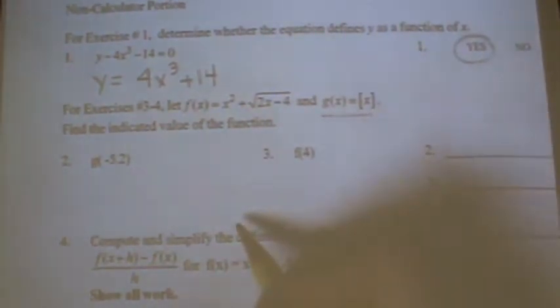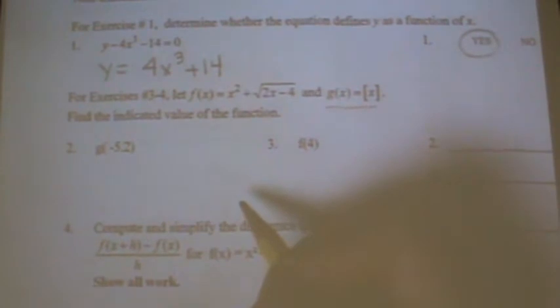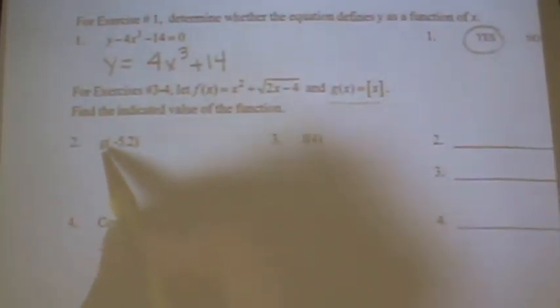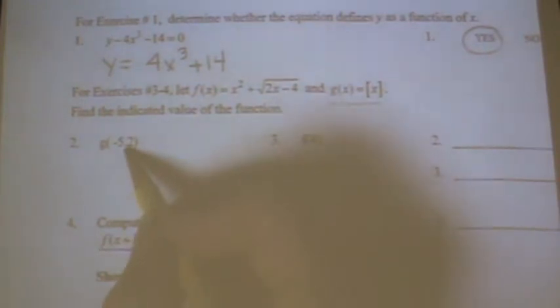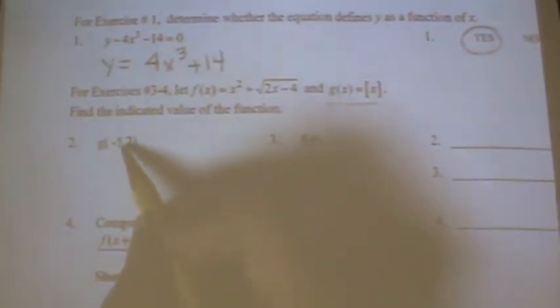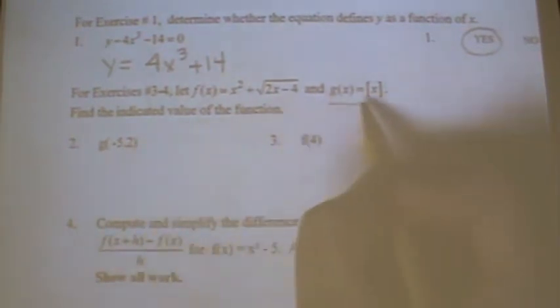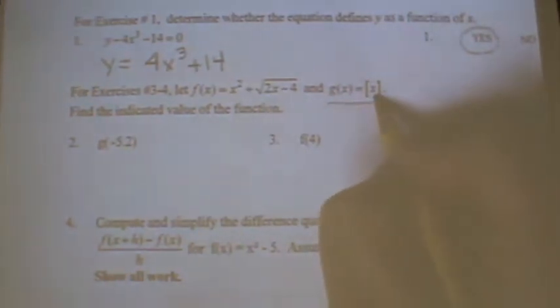Okay, how about number 2, which is on your exam, especially this one. You guys know how to evaluate a function, right? What does this tell you to do? If they ask you what's g of negative 5.2, plug in for g. You're going to plug in negative 5.2 into which function? This one? No. Into this one, the one that's named g.